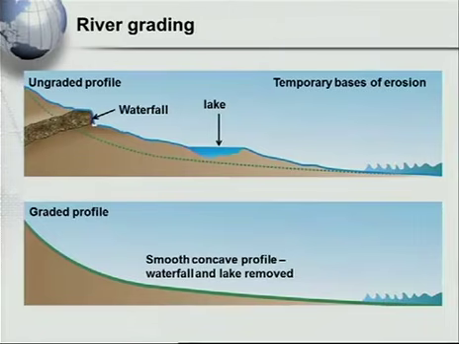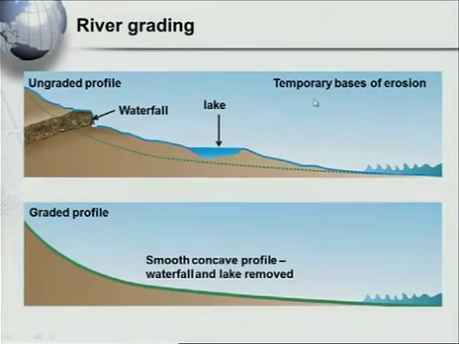Now, have a look at these things here, and this is very, very, very important. Here we've got an ungraded river profile. What is an ungraded profile? An ungraded profile is a profile where temporary bases of erosion are found. Now, what are temporary bases of erosion? These are things like a waterfall, a lake, even rapids, dams. These are your temporary bases of erosion. Then it's an ungraded profile.